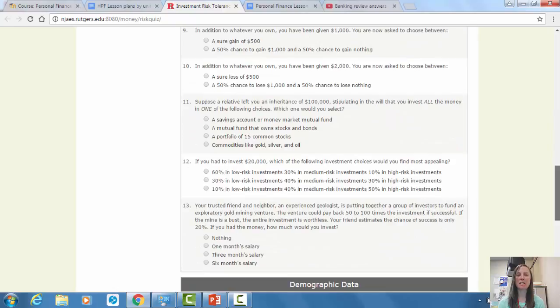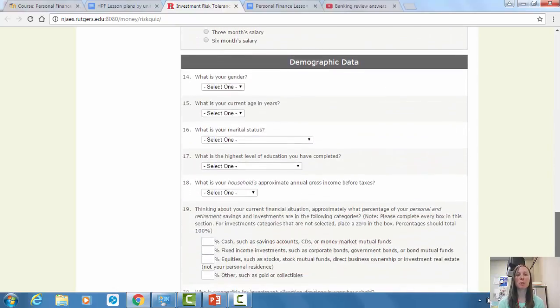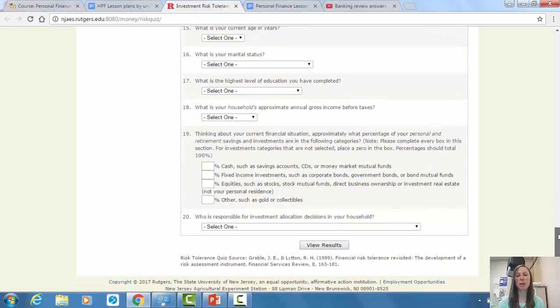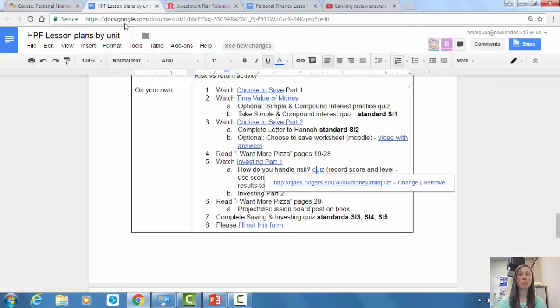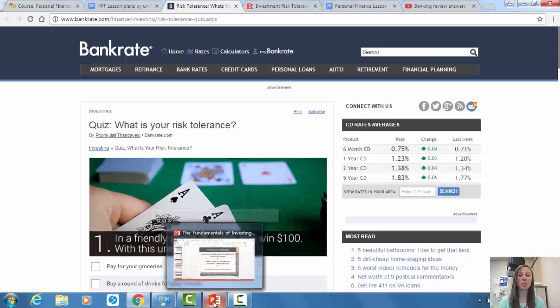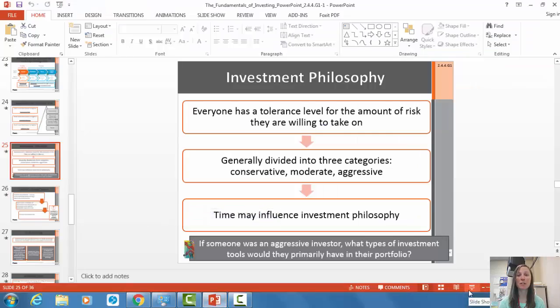What you'll do if you haven't is answer all the questions. I think there's like 18 of them, 13 of them, but you do have to fill out the demographic data at the bottom. And for this question, just fill it in the best you can. It doesn't really matter. And then you'll get your results there. The next quiz, I believe, is only 5 questions that you'll take right here. And these quizzes are just helping you figure out what your risk tolerance is, which goes along with our next part of our presentation, your investment philosophy.